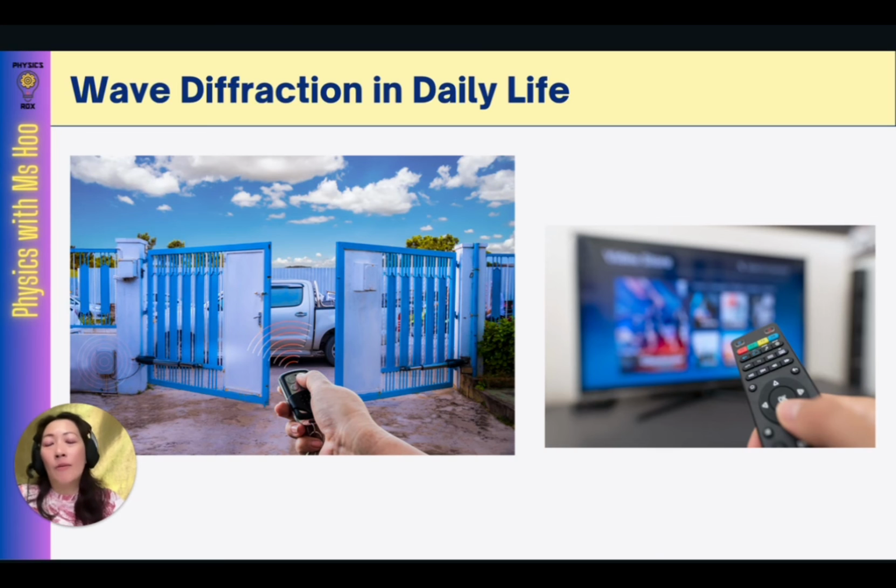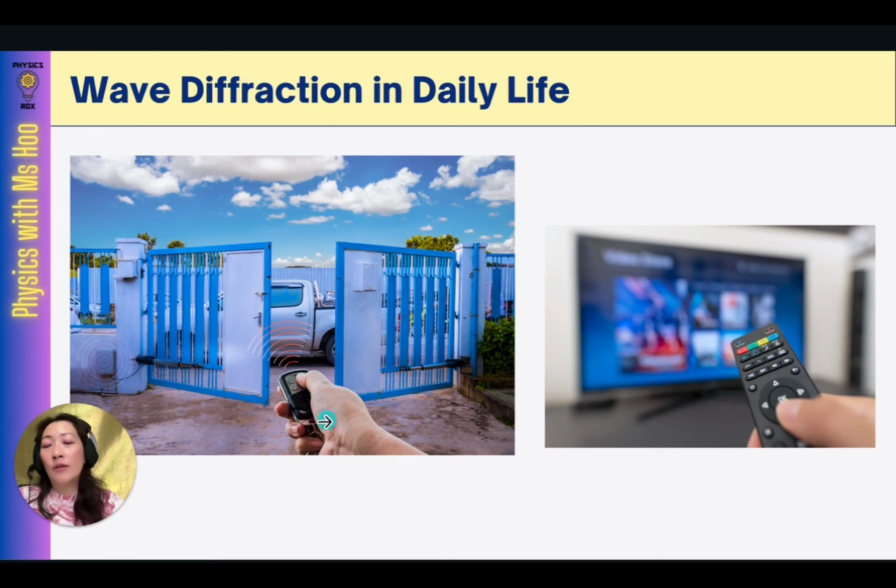So here's another comparison between the different applications of wave diffraction. Remote controls. If you have a remote controlled gate at home, or you have seen remote controlled gates being operated, you'll find that the kind of wave they use in these remote controls is different from the remote controls that are used to switch on and off devices like a television. So what's the difference here?